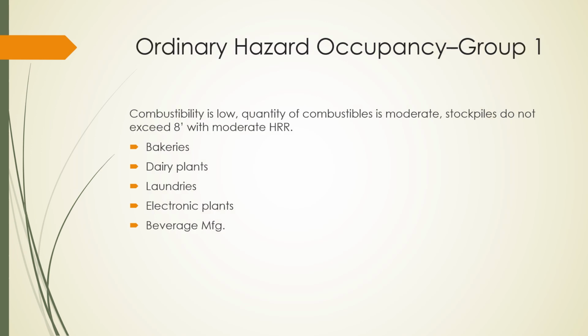Moving up to more hazardous operations, we have an ordinary hazard group 1 occupancy, and the definition is combustibility is low, quantity of combustibles is moderate, stockpiles do not exceed 8 feet with a moderate heat release rate. And that would be bakeries, dairy plants, laundries, electronic plants, beverage manufacturers. If you've ever walked through any of them, they don't have a high combustible loading. So that would be group 1 occupancy.